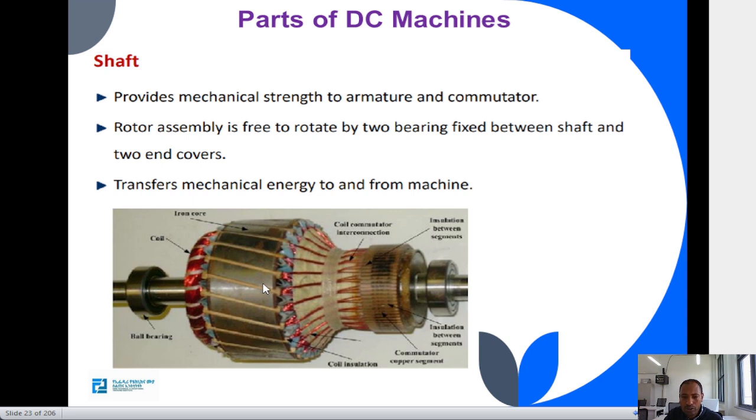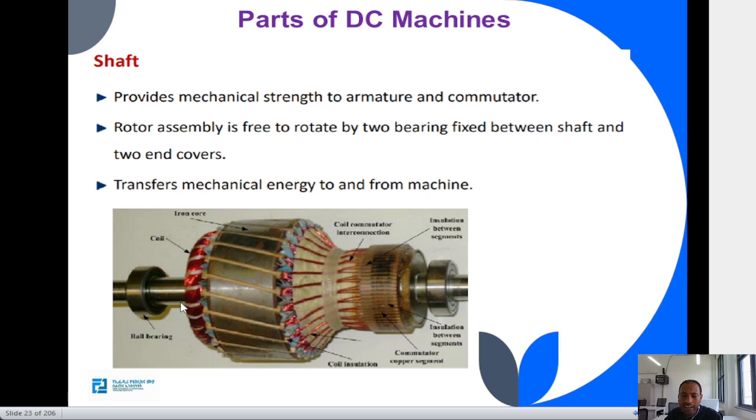The rotor assembly is free to rotate by two bearings fixed between the shaft and two covers. These are the bearings, and on the other side the covers are there. So they are assembled. The shaft is assembled with the bearings, the core, and the winding. They are fixed to it. And the other main purpose of the shaft on a DC motor is to transfer mechanical energy to and from the machine.